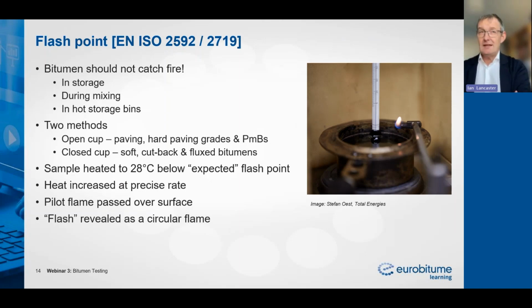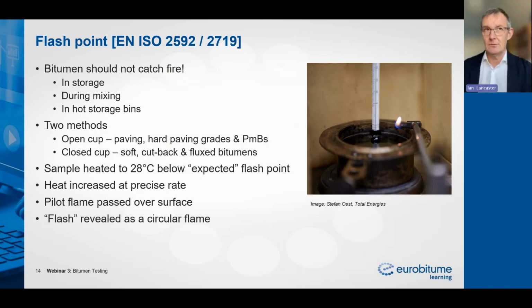In the test, we heat our sample of bitumen up to around 28 degrees below the expected flash point. Now, that can be quite difficult to estimate if you're dealing with unknown samples. So it's always best to deal with known samples. We start then from our 28 degrees below the expected flash point, and we increase the temperature at a very precise rate. And then the flame that you can see in the picture is called a pilot flame, and that passes across the surface every few seconds as the temperature increases.